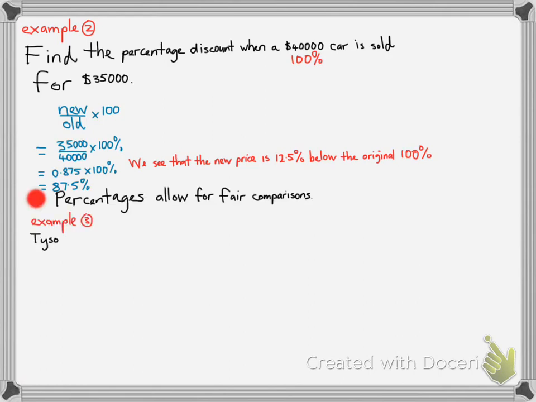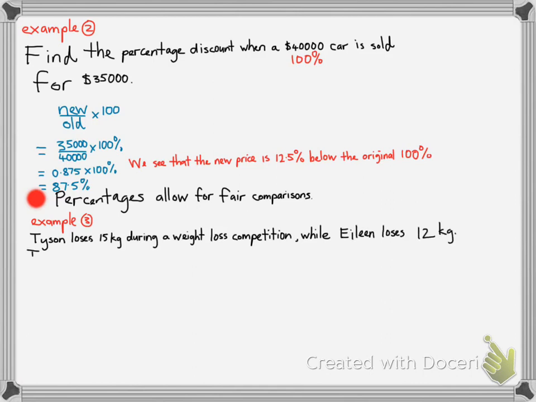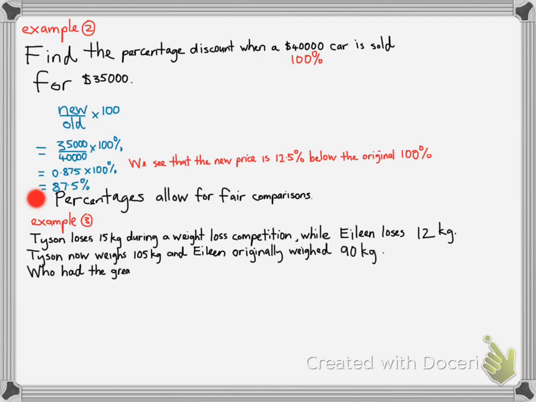The great thing about percentages is they allow us to make fair comparisons between two different things. For example, we've all seen weight loss competitions on TV with The Biggest Loser, for example. Let's imagine we wanted to compare the weight loss of two people in a weight loss competition. So we've got Tyson, who lost 15 kilograms during the competition, while Eileen only loses 12 kilograms. Now Tyson now weighs 105 kilograms and Eileen originally weighed 90.